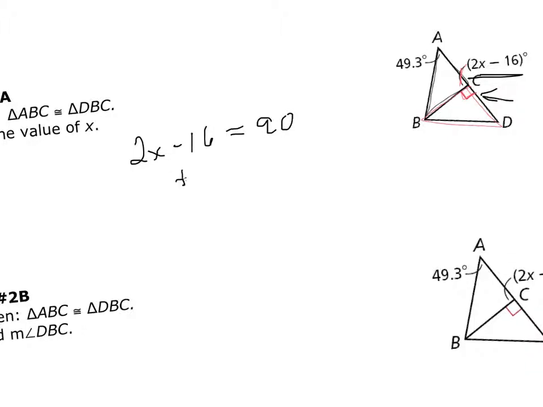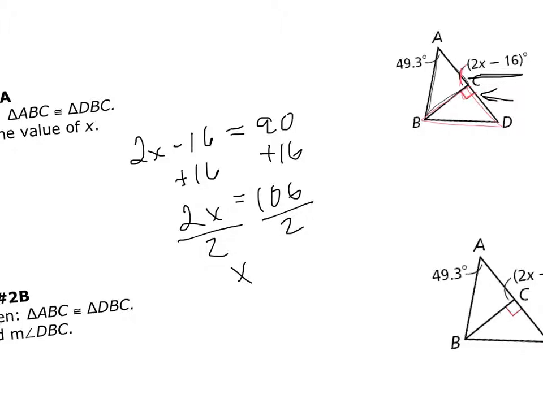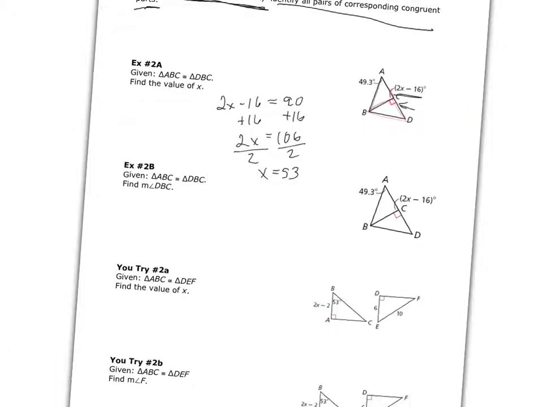We undo subtraction with addition. That would give us 2x equals 106. And if you undo multiplication with division, that would give you x equals 53. Okay, so we're just finding congruent parts and then being able to set those equal to each other.